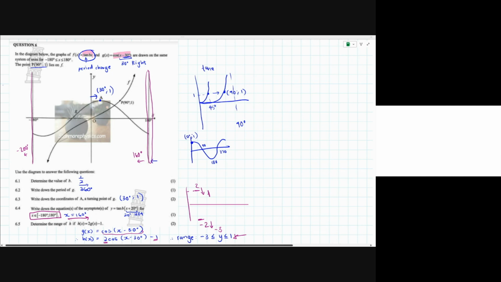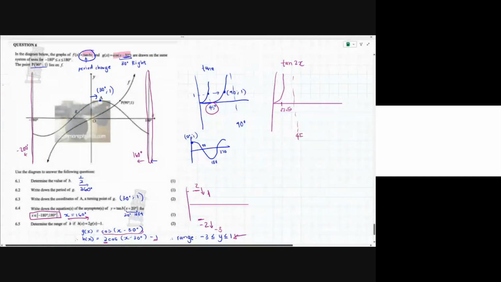A 6.1, why is it a half, not 2? Okay, so period changes work. So a half stretches it out. If it had been tan 2x, it means everything is happening twice as early. So this 45 degree point would now be at 22.5. It's happening twice as early. The asymptote that's usually at 90 would now be at 45, twice as early. But because it's stretching out, my B value or my period has to be greater. So it becomes a half.